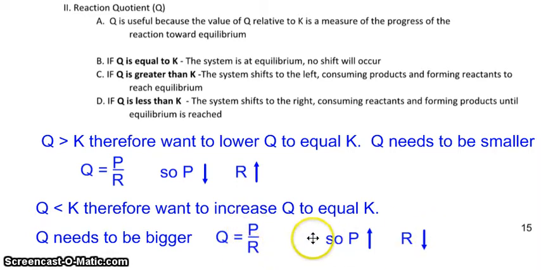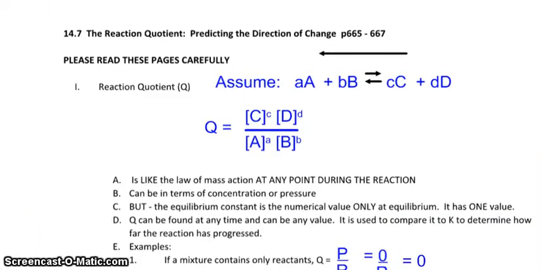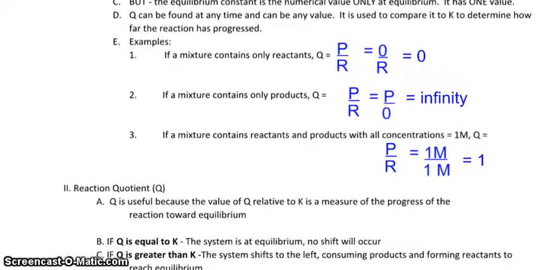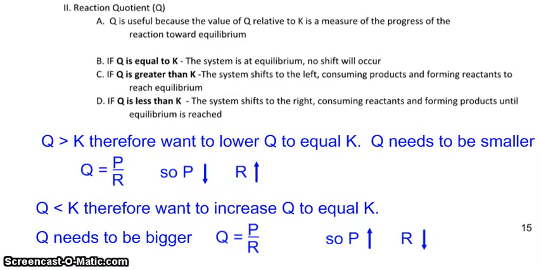So what way will this end up shifting? If you want more products, go towards more products. Let me scroll back up here again. If you want more products, what's going to happen? You're going to have to shift to the right. So this is when Q has to get bigger. This is when Q has to get smaller. Okay, so that is how Q will predict how the equilibrium will shift.